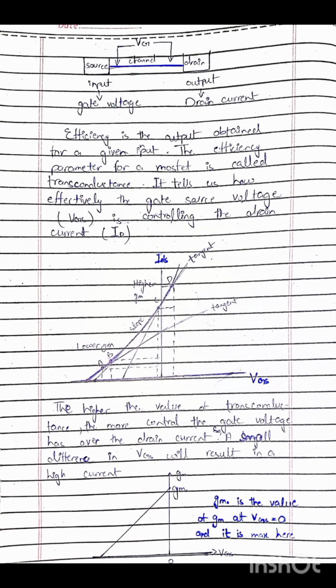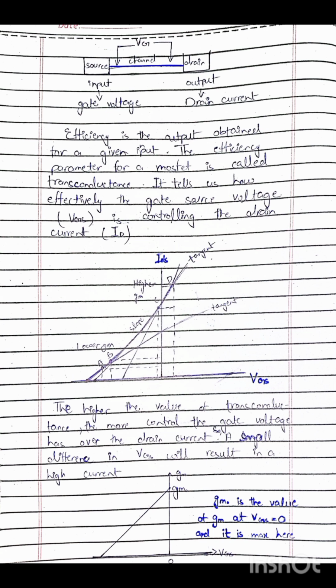1. Source. The source is one of the terminals of a MOSFET where current enters the device. It is responsible for providing the charge carriers, electrons or holes, that flow through the channel to the drain terminal. 2. Drain. The drain is the other terminal of a MOSFET where current exits the device. It collects the charge carriers that have passed through the channel from the source terminal.